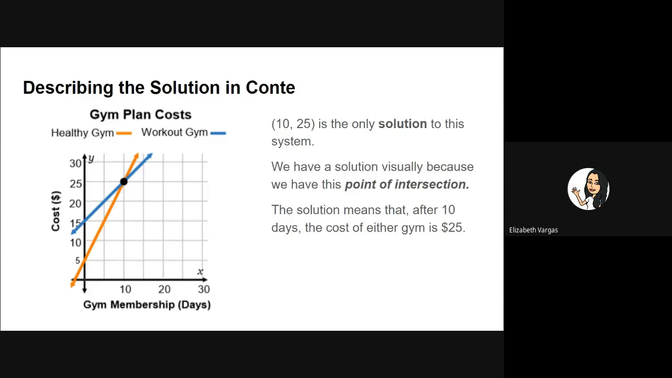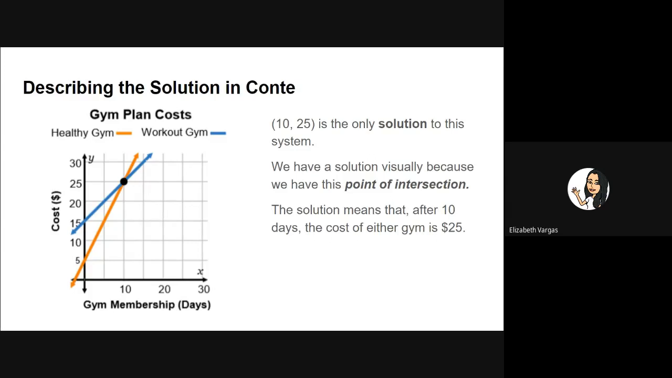We have a solution visibly because we have this point of intersection. So that point of intersection is going to be that solution. Whenever we put two systems of equations together, the point of intersection will tell us the solution to that problem. And this solution means that after 10 days, the cost of either gym is $25. So therefore, on day 10, you'll pay the same amount at the healthy gym as you do at the workout gym.